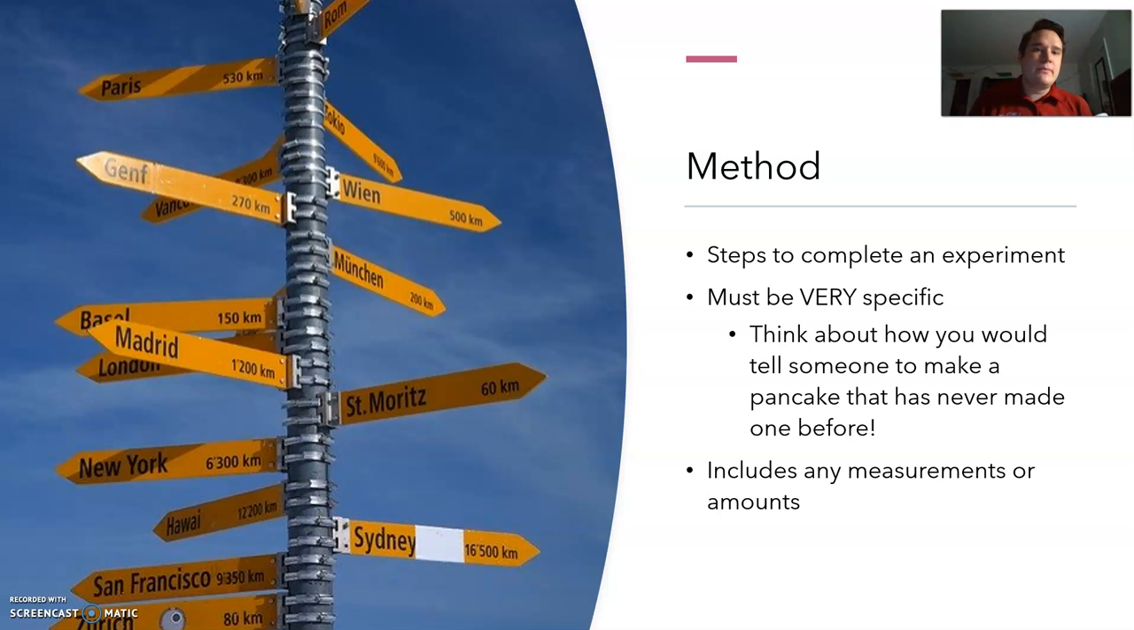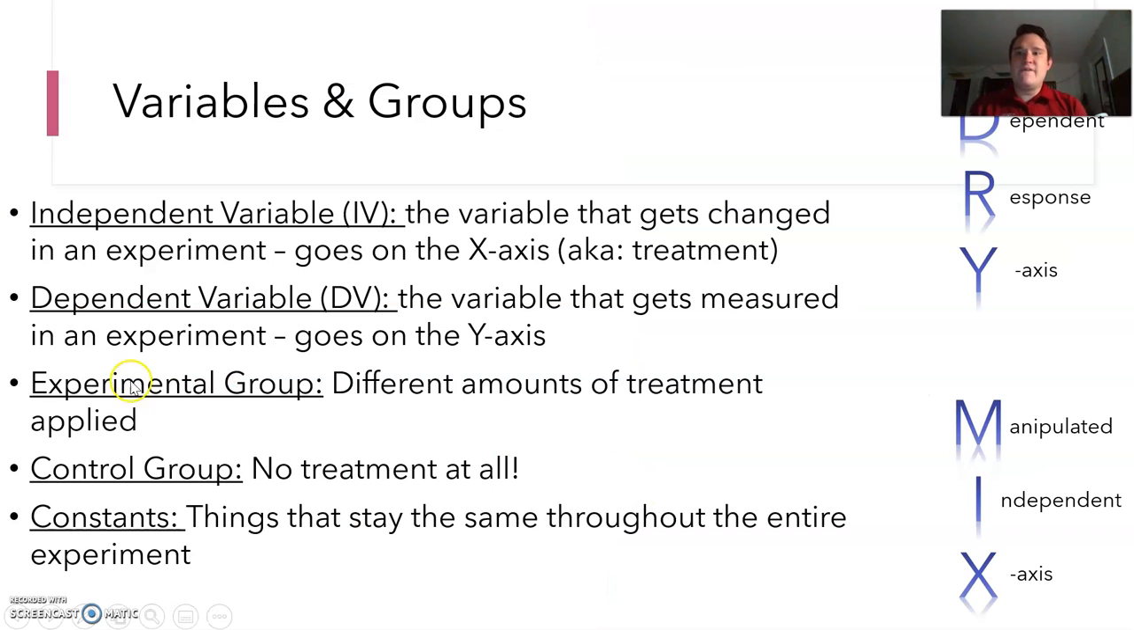Steps to complete an experiment. This is our method. They must be very specific. Think about how you would tell someone to make a pancake that has never made one before. The directions have to be very specific. Include any measurements or amounts. And then we have variables and groups.